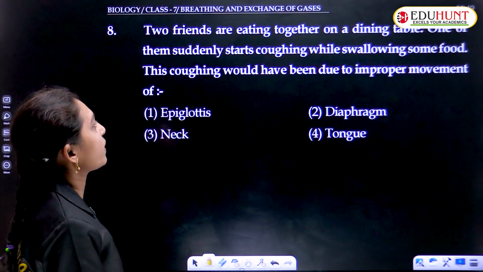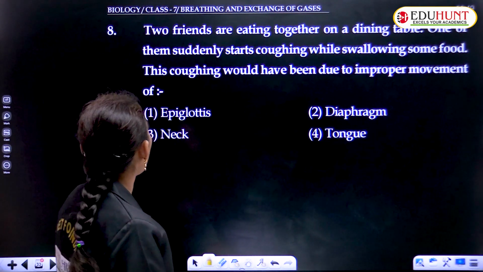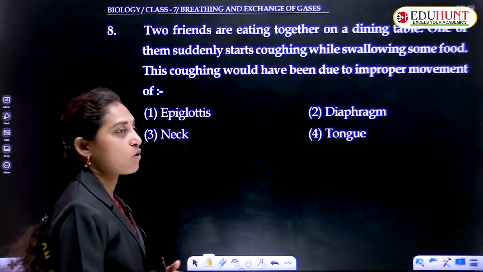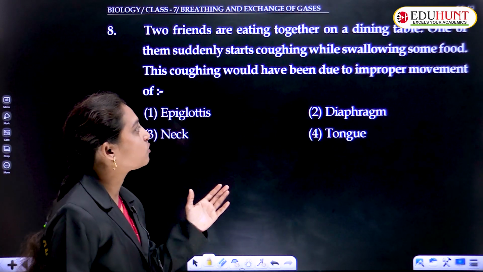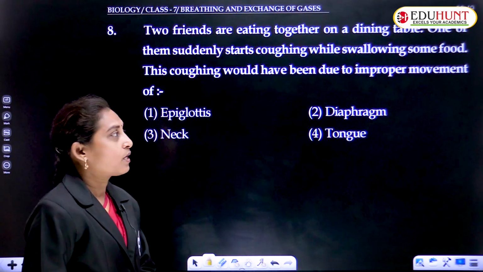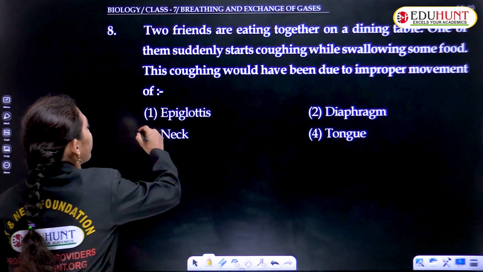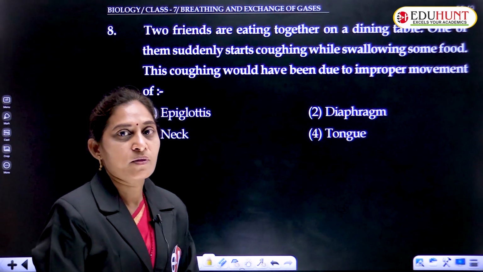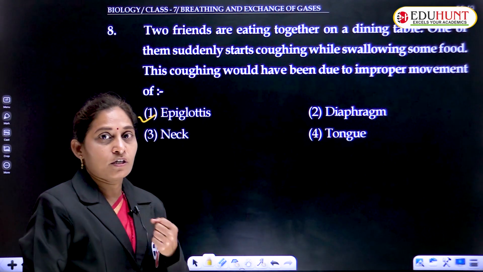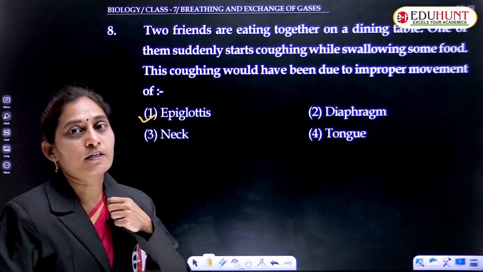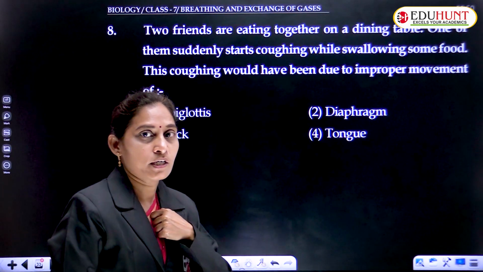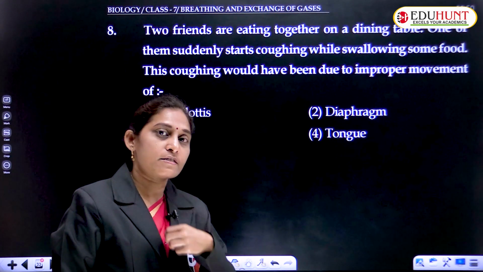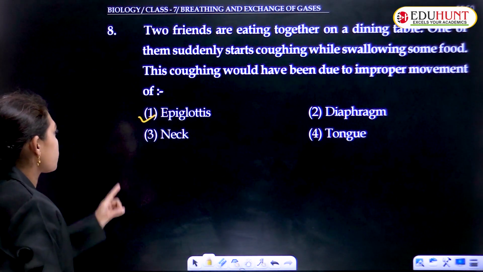Two friends are eating together on a dining table. One of them suddenly starts coughing while swallowing some food. This coughing would have been due to improper movement of the epiglottis. The epiglottis is a small cartilaginous flap that regulates the flow of air, and while swallowing food it closes the air tract. Because of that, the bolus enters the esophagus, not the trachea. So epiglottis only.